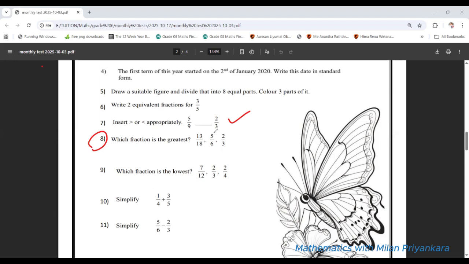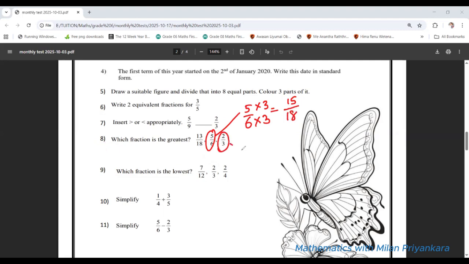And when we see these, we can easily make 18 out of this 6, and also we can make 18 out of this 3, and you know how to do it. Let's multiply. Let's take this fraction 5 over 6. We have to multiply by 3 because we need to make 18. Then it is going to be 15 over 18, right?